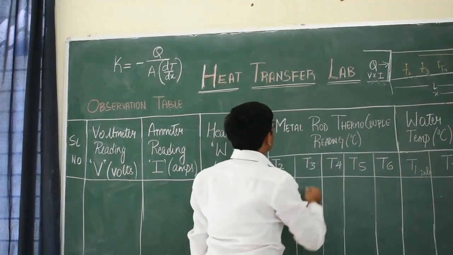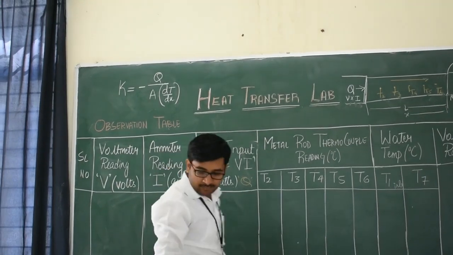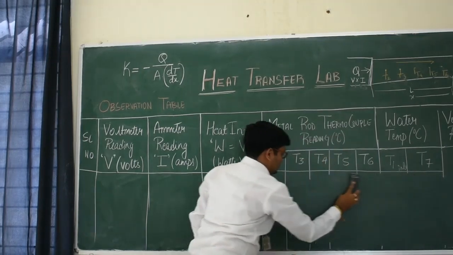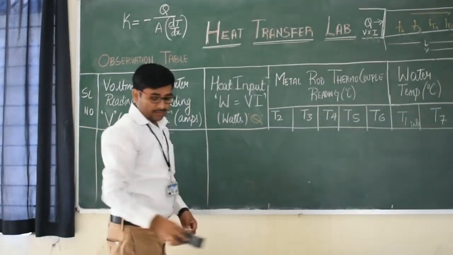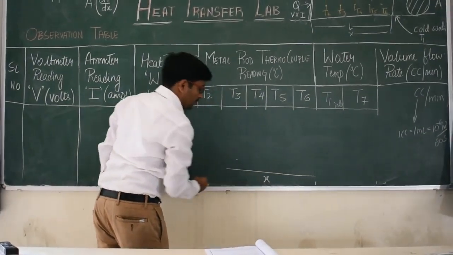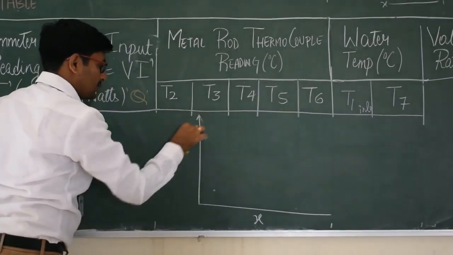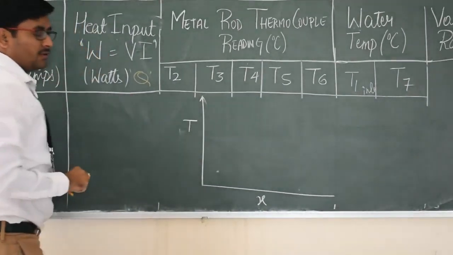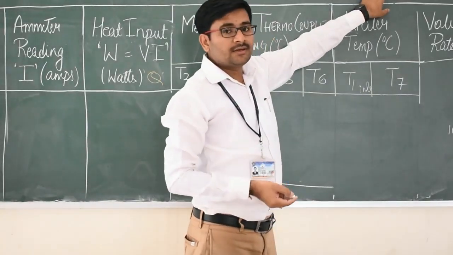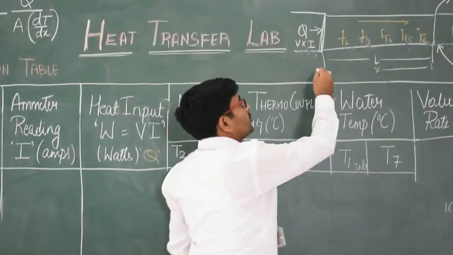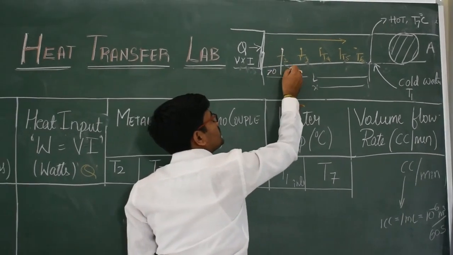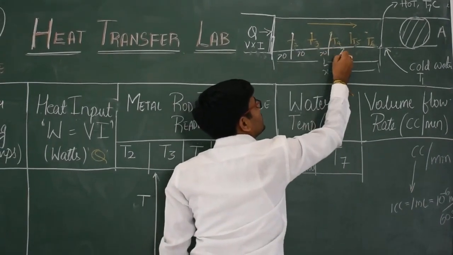That graph is, for example, if you plot a graph, I will plot it here. Now we will plot the x-axis. The x-axis is the length of the metal rod, and the y-axis is the temperature of the thermocouples. Now the length of the metal rod, assume that it is 250 mm. So between two thermocouples the distance is 70. Here is also 70, here is also 70, here is also 70.